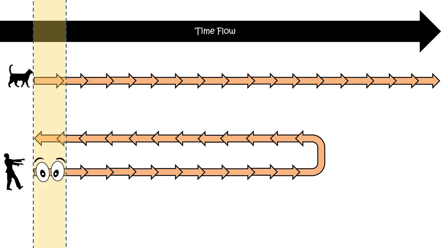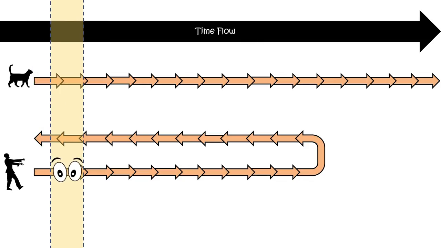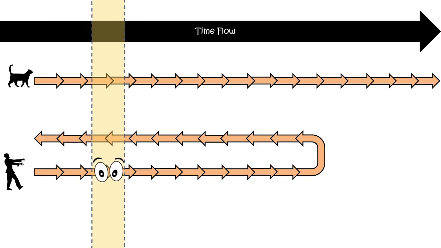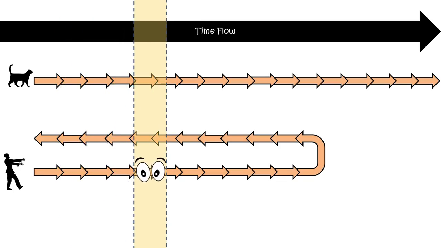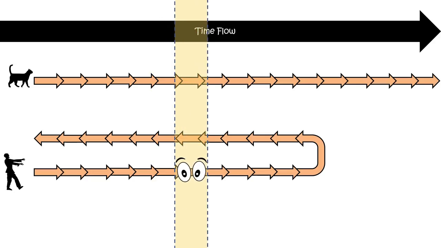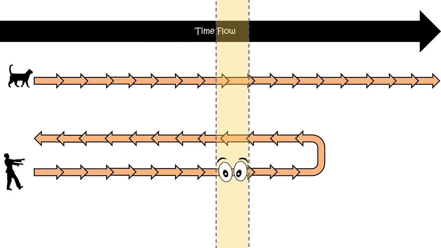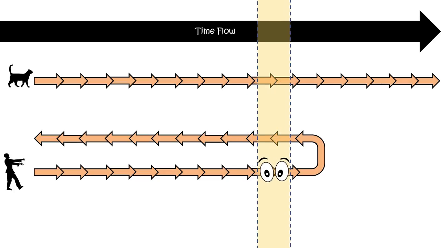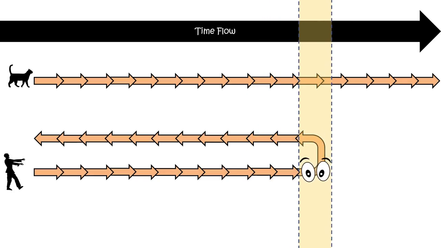Okay, let's repeat the same events we saw in the first scenario. First, you start to walk towards the sliding door, and you see an inverted version of you moving backwards to the sliding door as well, and the cat is just moving normally. Then you and the inverted version of you enter the sliding door simultaneously.